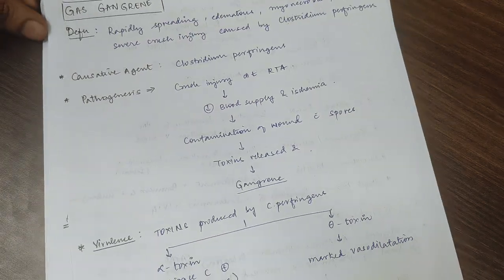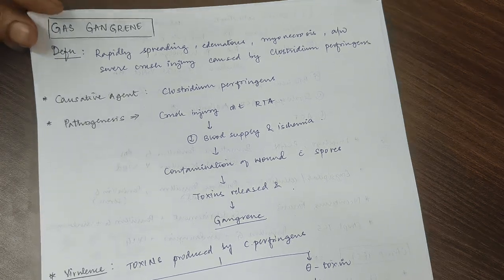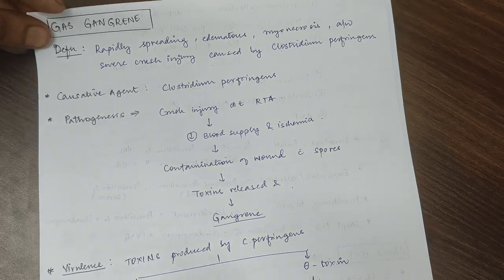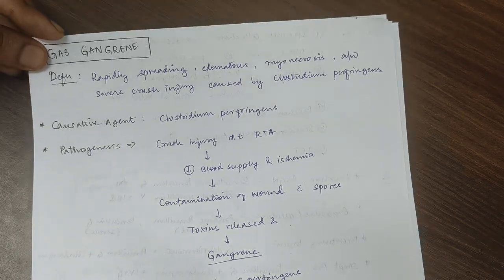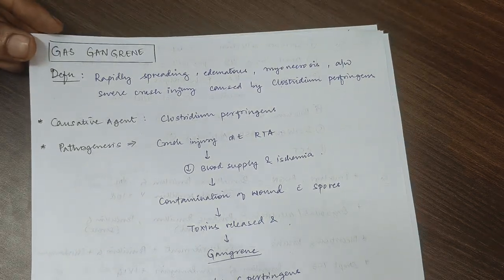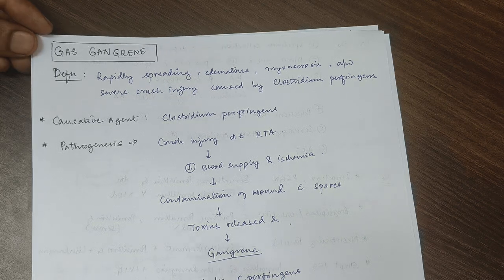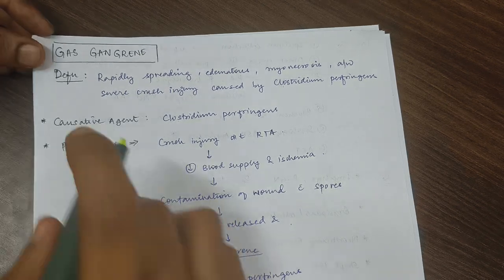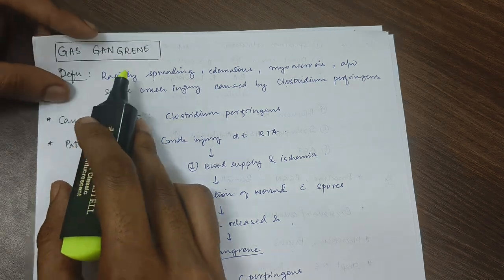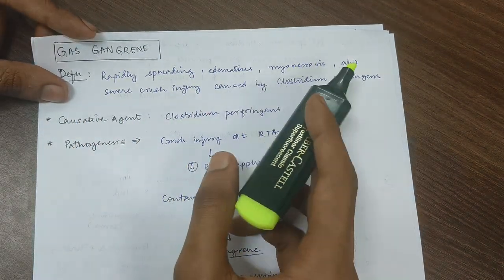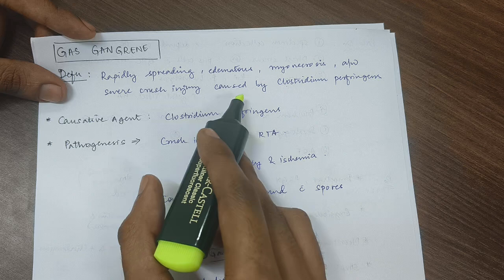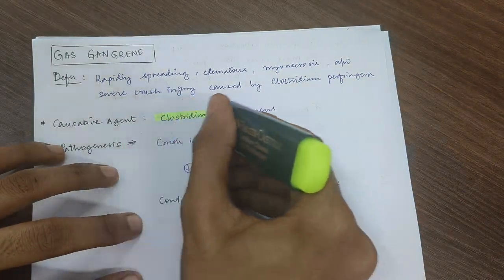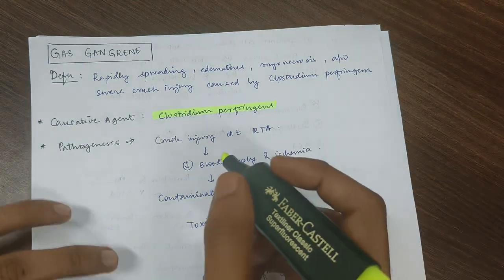Gas gangrene. So remember, gas gangrene is a 10 marker. They will give history of RTA or crush injury for this. Okay, there must be RTA, that is road traffic accident, or there should be a crush injury. If there is a mention of this thing, then it is sure that you are dealing with this condition. Then what is the definition of this? Rapidly spreading edematous myonecrosis associated with severe crush injury caused by Clostridium perfringens. Okay, what is the causative organism here? Clostridium perfringens.